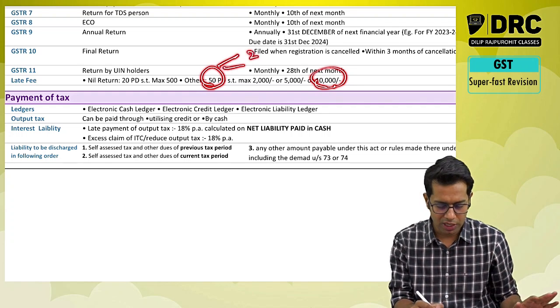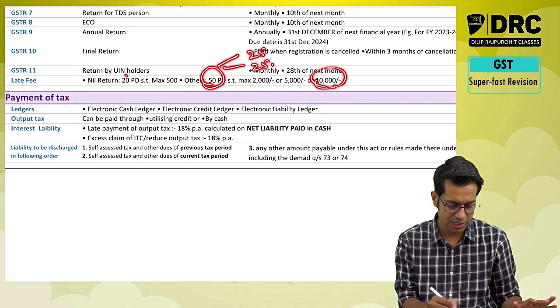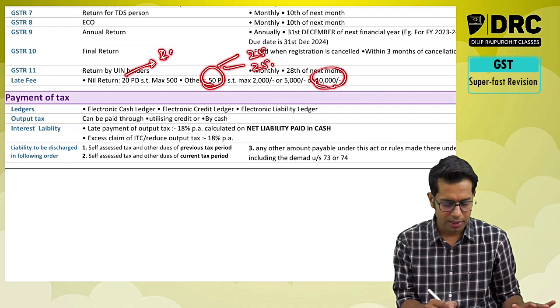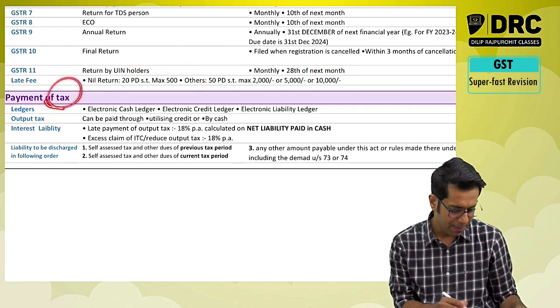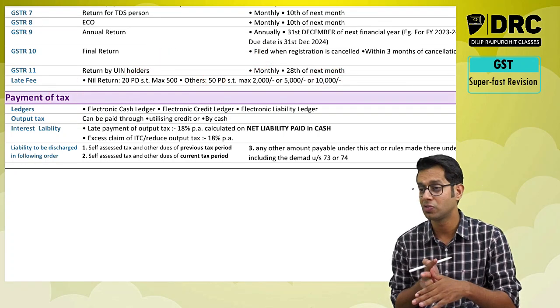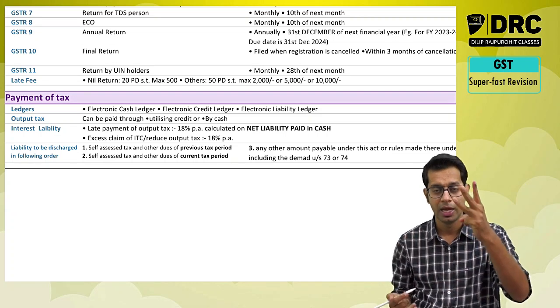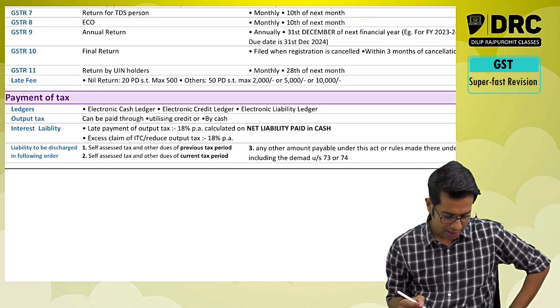₹50 per day means what? 25 rupees CGST, 25 rupees SGST. And if it is a nil return, 10 rupees CGST, 10 rupees SGST. Then payment of taxes. Next chapter for our discussion is the payment of taxes. It talks about 3 ledgers: electronic cash ledger, credit ledger, and liability ledger.